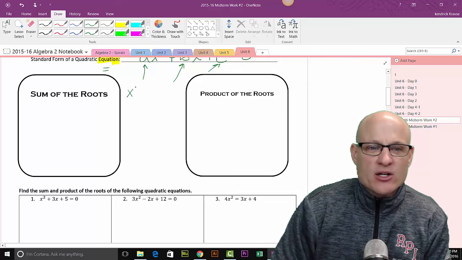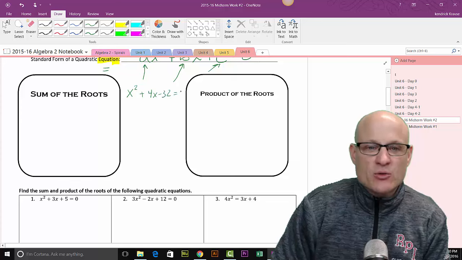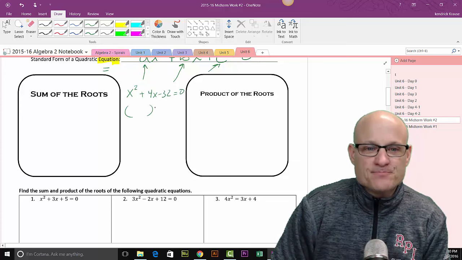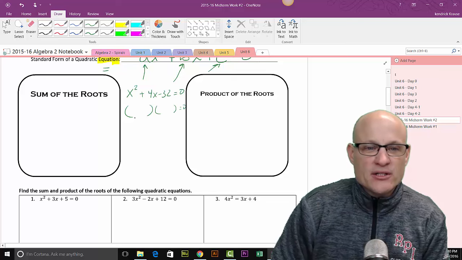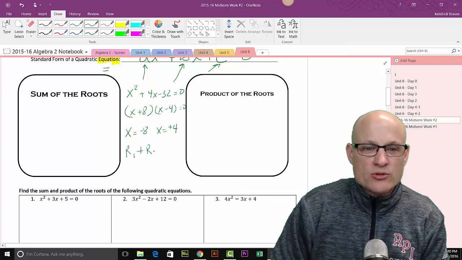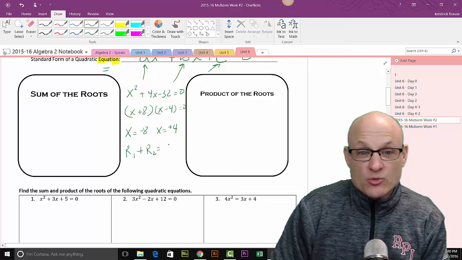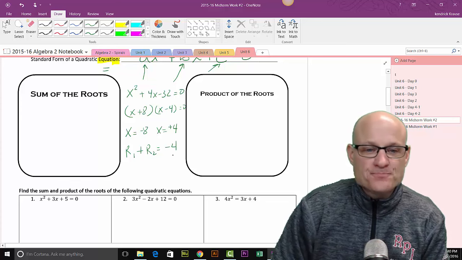Let's say I was to take the quadratic x squared plus 4x minus 32 equals 0. And I factored it. And the factoring here is really simple. It's x plus 8 and x minus 4. And so my two roots are x equals negative 8 and x equals positive 4. So if I took root 1 and I added root 2, or I just added the two roots together, I would end up with negative 4.